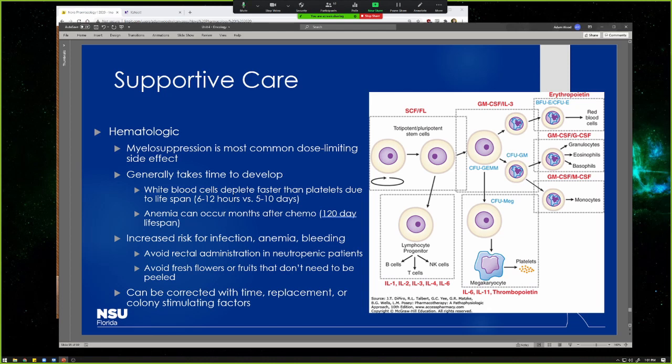So one of the big things I also want to note here is that anytime you have a neutropenic patient, you do not want to do any sort of rectal probing, administration, temperatures, anything like that. Suppositories, no, nothing, right? And you're like, well, why in the heck does that matter? Why do I want to avoid rectal administration?